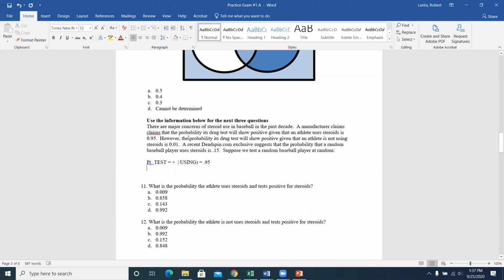The second thing is, however, the probability the drug test shows positive given that an athlete is not using is 0.01. So now we really have this exact same thing, it's just now the probability that they are not using. Given that they're not using, the probability the test shows a positive result, these false positives, would be 1%. Okay.